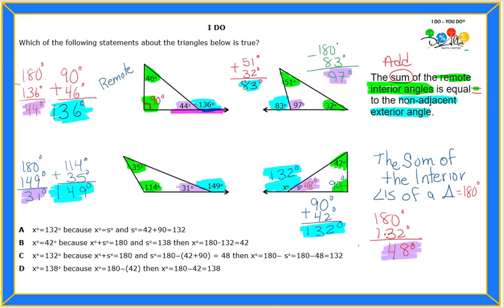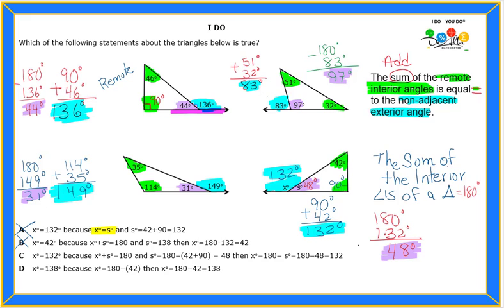It says X is equal to 132. So that is true. But then look what it says here. It says because X is equal to S. Is that true? Are X and S the same? No, they're not. They're two different measurements. So no, A cannot be my answer. It says X is equal to 42. No, I can see that it was supposed to be 132.